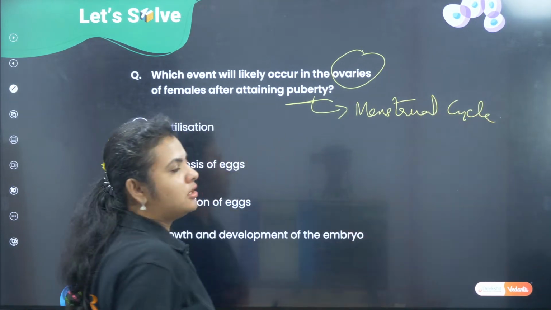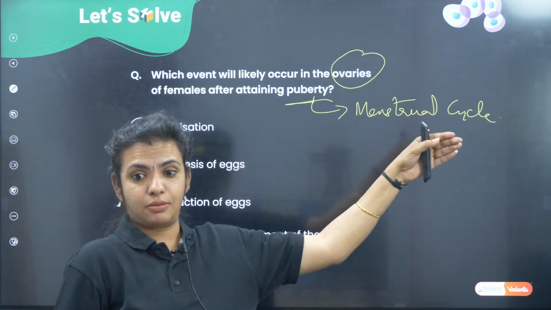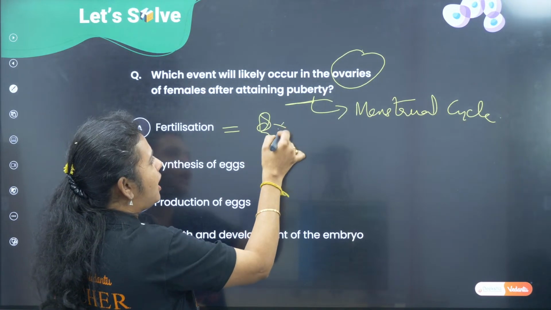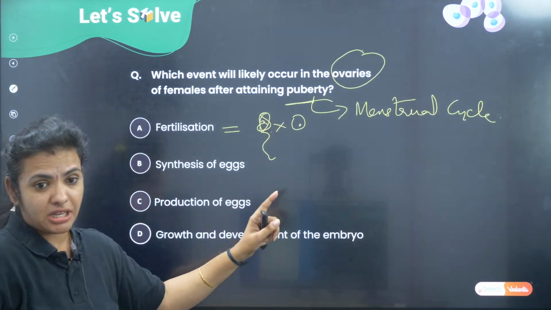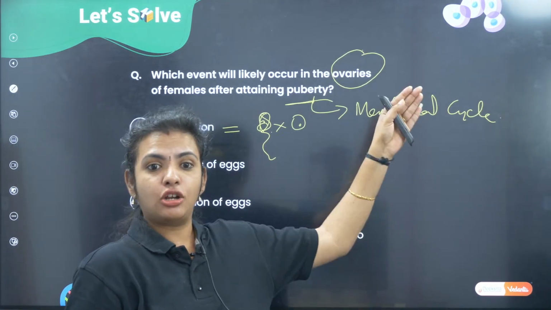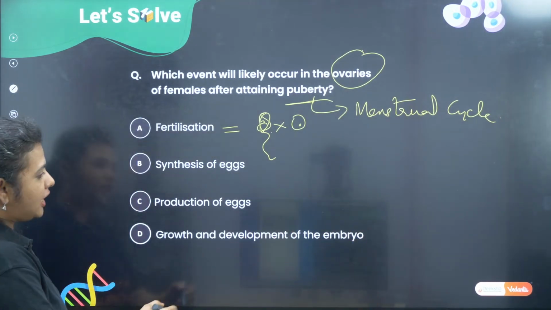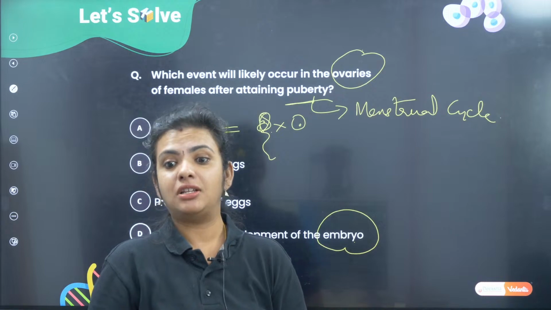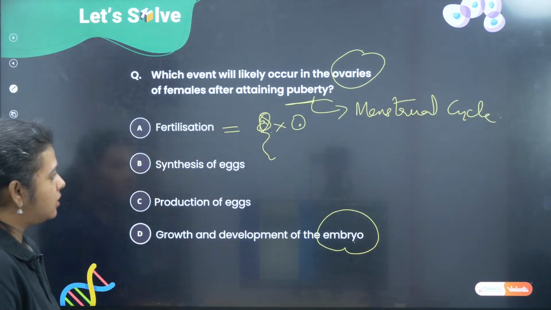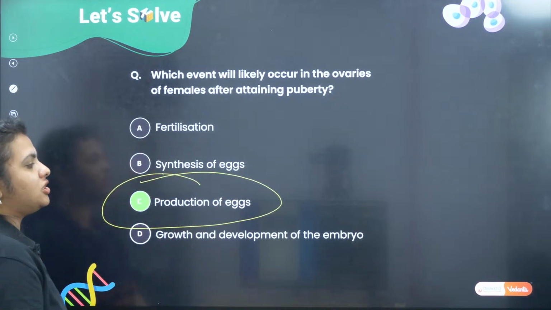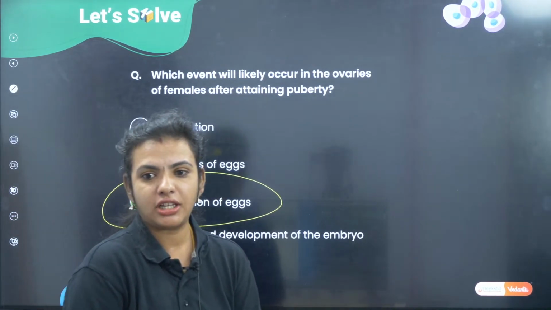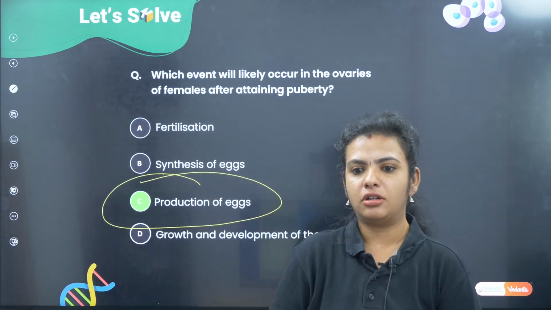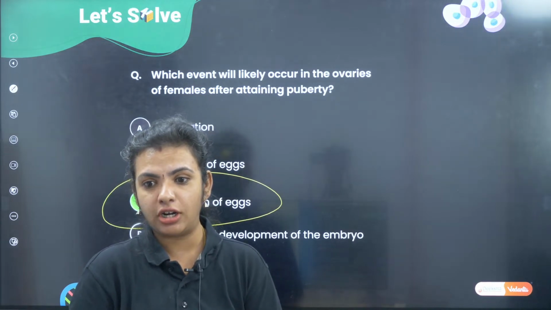Correct. Girl has just reached puberty. Okay. What is fertilization? Fusion of the sperm with the egg is fertilization, which happens after marriage. Correct. Not with puberty. Growth and development of embryo is again after fertilization, that is pregnancy. Correct. So it is going to be production of eggs. Okay. So I think only a few students have got it right this time. All right. Very good. Those who have got it right, very good.